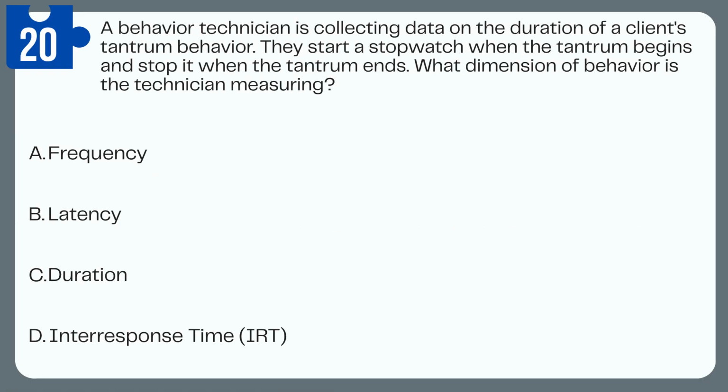Question 20. A behavior technician is collecting data on the duration of a client's tantrum behavior. They start a stopwatch when the tantrum begins and stop it when the tantrum ends. What dimension of behavior is the technician measuring? A. Frequency. B. Latency. C. Duration. D. Interresponse time, IRT.